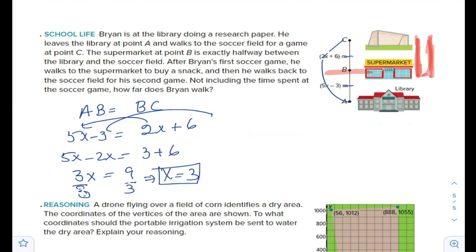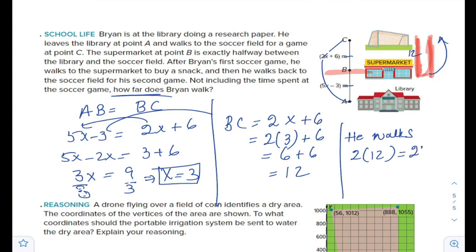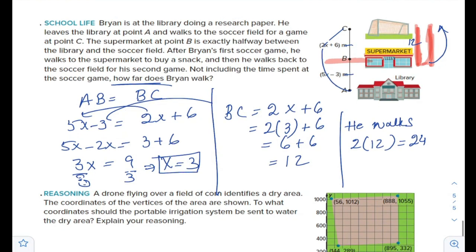After finding x, let's check what is required. We want to find BC, which was given as 2x plus 6, so we will replace x by 3, and it will be 6 plus 6, which is 12. Now, this distance is 12, and he went back again, so how far does he walk? He walks double that distance, or 12 plus 12, which is 24, and everything was given in miles or in feet or whatever. Okay.